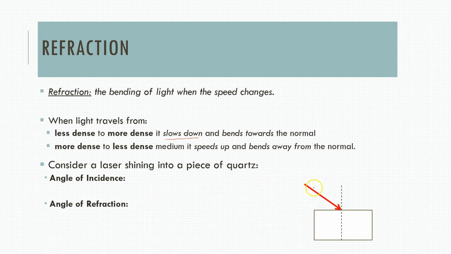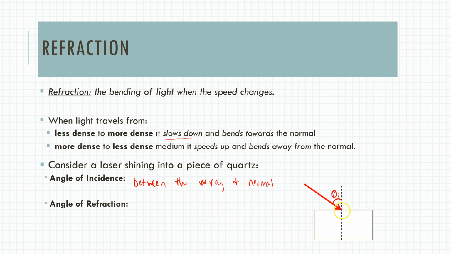So right here, you have your incident angle, your angle of incidence. We had these before. Remember that the angle of incidence is the angle that you hit going in at. The angle of incidence is between your ray and the normal. And then the angle of refraction is between the refracted ray and the normal.